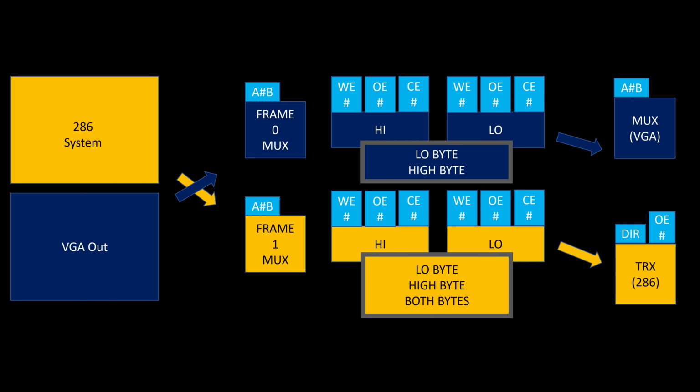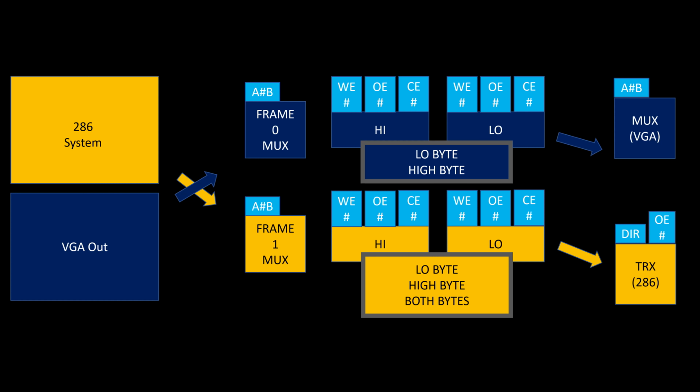So my A0 for these chips is going to change depending on whether the 286 or the VGA out has current control of that specific set of RAM, that frame. So those are the types of considerations that I have to think about.